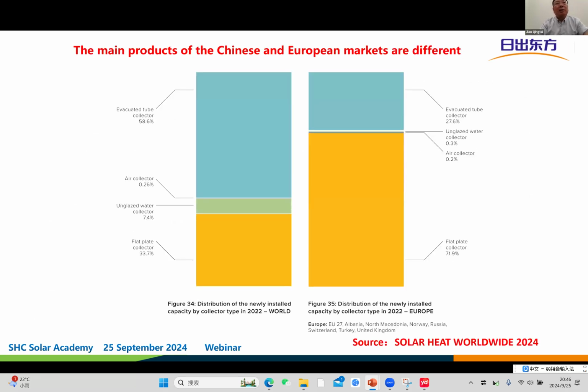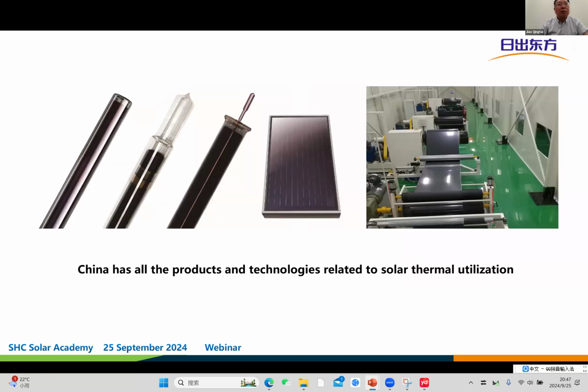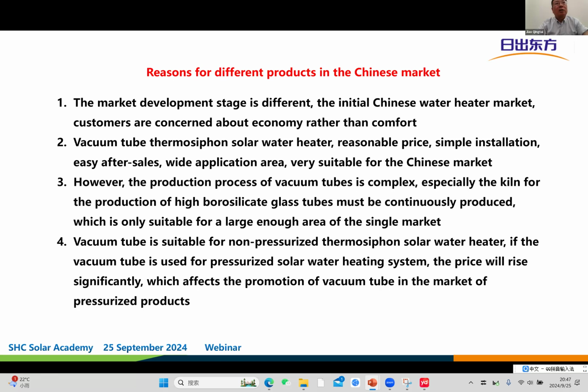But another thing is that in China, the main product of solar thermal is different from Europe. In China, the main product is the vacuum tube solar collector, but in Europe it is the flat plate solar collector. Actually, China has all the products and technology related to thermal utilization. Why is the vacuum tube more popular than the flat plate collector? That is because the market development strategy is different.